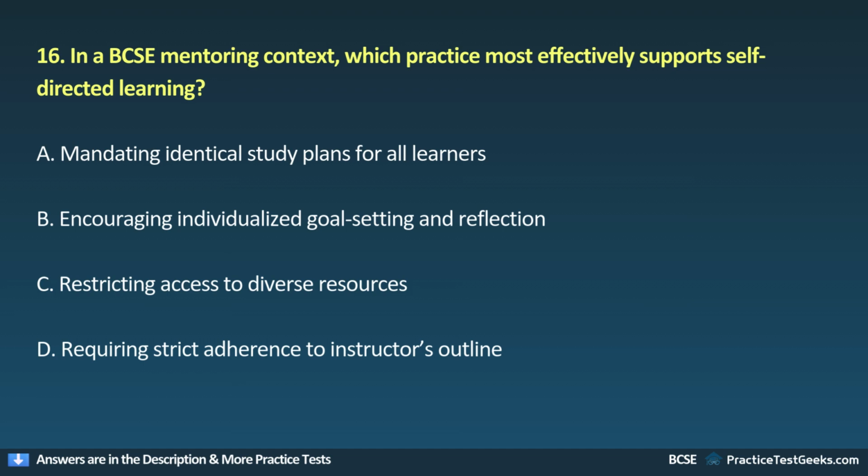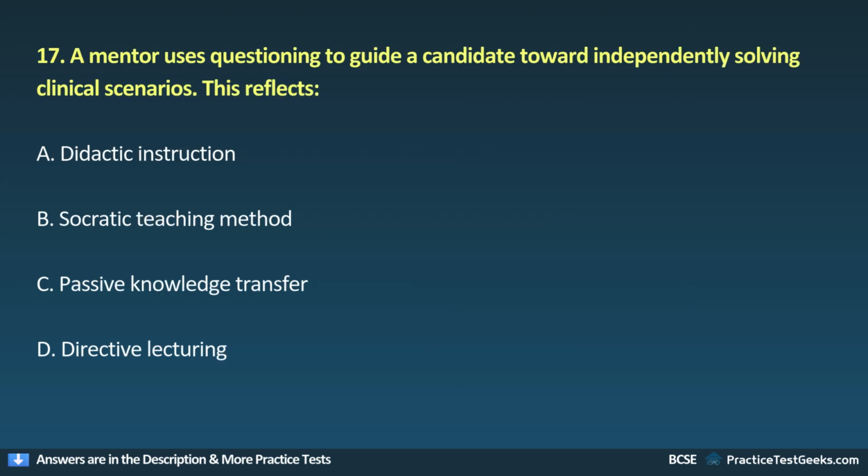16. In a BCSE mentoring context, which practice most effectively supports self-directed learning? A. Mandating identical study plans for all learners. B. Encouraging individualized goal setting and reflection. C. Restricting access to diverse resources. D. Requiring strict adherence to instructor's outline.